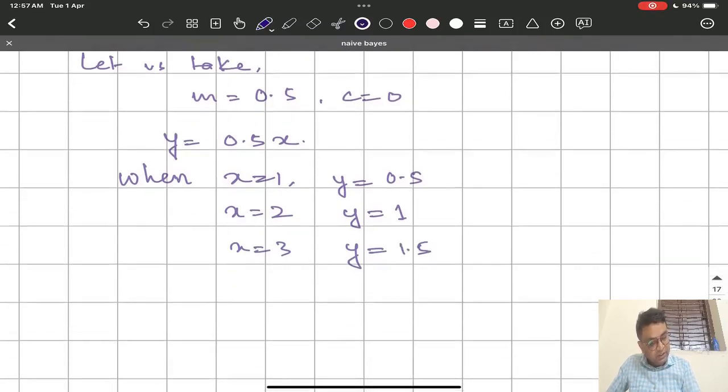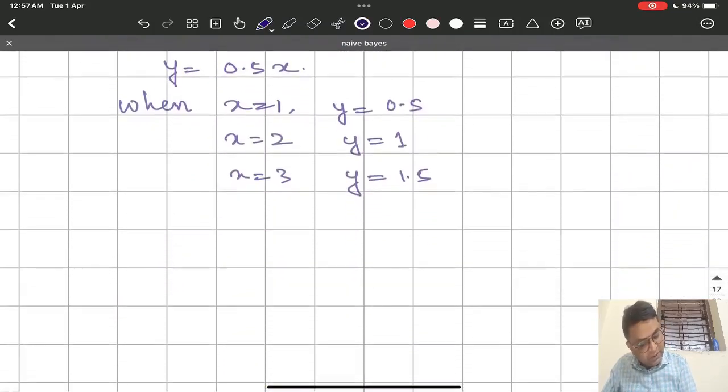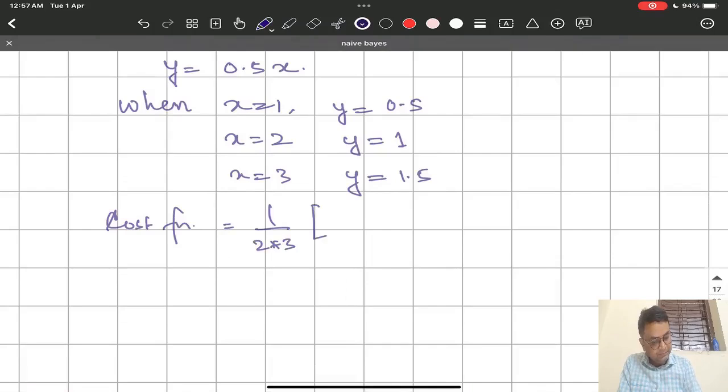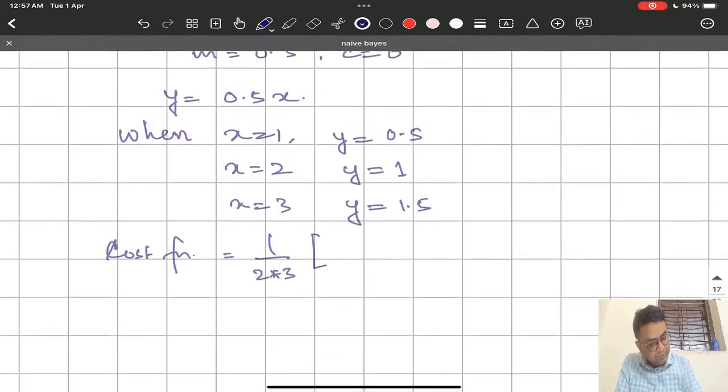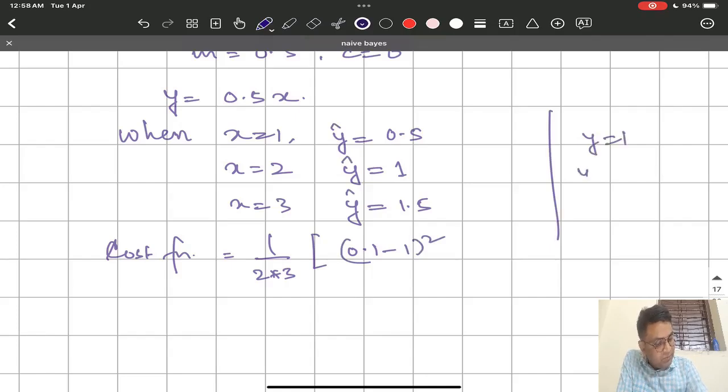Suppose there are 3 points. Now I am going to find the cost function again. Cost function equal to 1/2n, 1/2 into 3 bracket. Now what is happening? 0.5 minus 1 whole square. Suppose these are all y hat, the predicted values, and the actual outputs are 1, 2 and 3. Okay, this is the actual output.